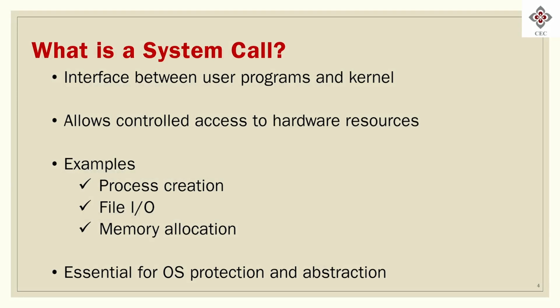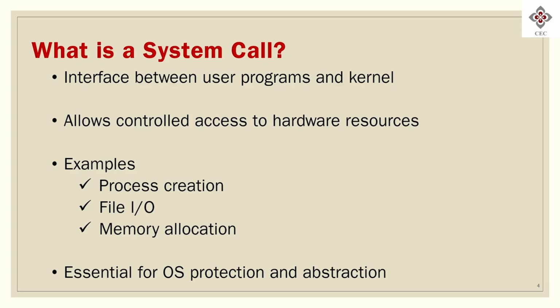Before going to the implementation in xv6, we will see how xv6 accepts the system call and how it is implemented. It is an interface between the user program and the kernel, and it allows controlled access to hardware resources. As we use a system call generated by the application program for performing some task, we have to give a proper and controlled access mechanism for the system calls generated by the application programs.